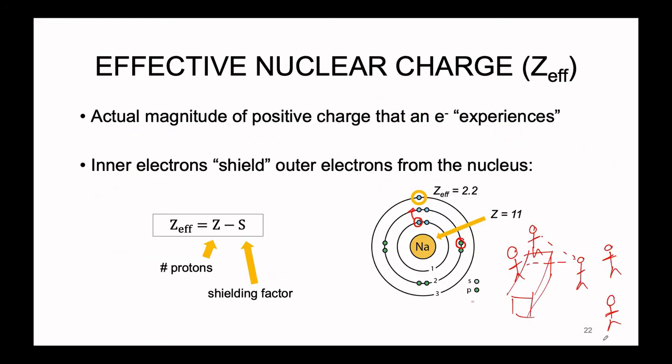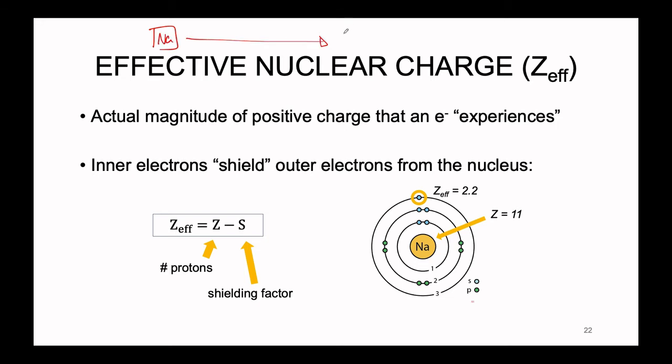We're going to go back to this lovely slide here. We're going to compare sodium versus chlorine. Sodium is on the far left-hand side of the periodic table. Chlorine is in the same row, but it is on the far right-hand side of the periodic table. For sodium, we can see here, the work was done for us.